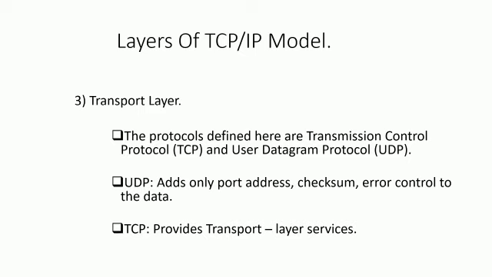UDP, which we call User Datagram Protocol, is a process to process protocol which adds port number, checksum, and error control to the data. On the other hand, TCP, that is Transmission Control Protocol, provides full transport layer services to the application.